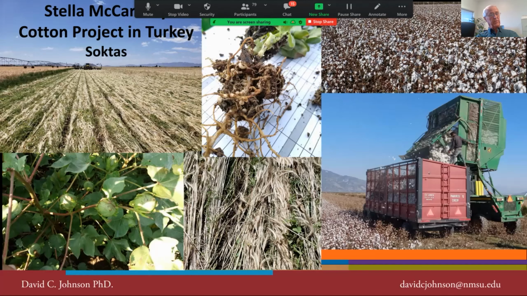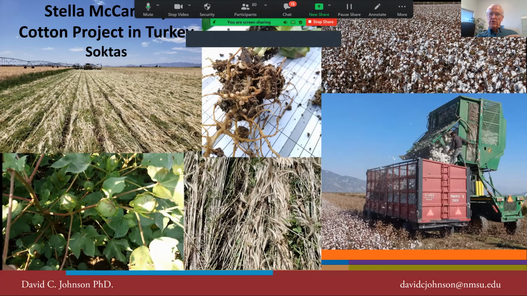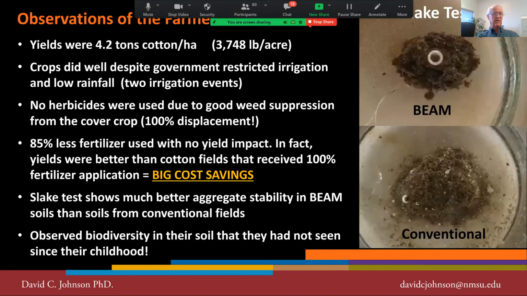We got a cotton project in Turkey with Stella McCartney. We employed the same practices: growing covers, rolling the covers, planting into the covers. This is what they saw. Yields were 4.2 tons of cotton per hectare. The crops did well despite the government-restricted irrigation and low rainfall. They only had 2 irrigation events. They completely got away from herbicides. They didn't have to do anything for weed suppression. They had 85% less fertilizer used with no yield impact. In fact, their yields were better than cotton fields that received 100% fertilizer.